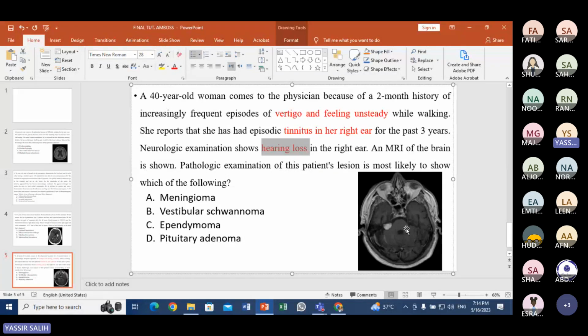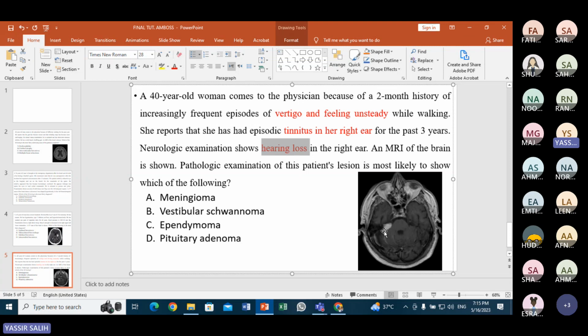So is this T1 or T2? T1. With what? We said that with T1 sometimes we give what? Gadolinium. Yes, gadolinium. So this is T1 with contrast. It is T1 because of the CSF. To know T1 or T2, always look at the CSF in the brain CT or brain MRI. This is the fourth ventricle posterior to the pons, and this is the cerebellum. So this is T1 with contrast.